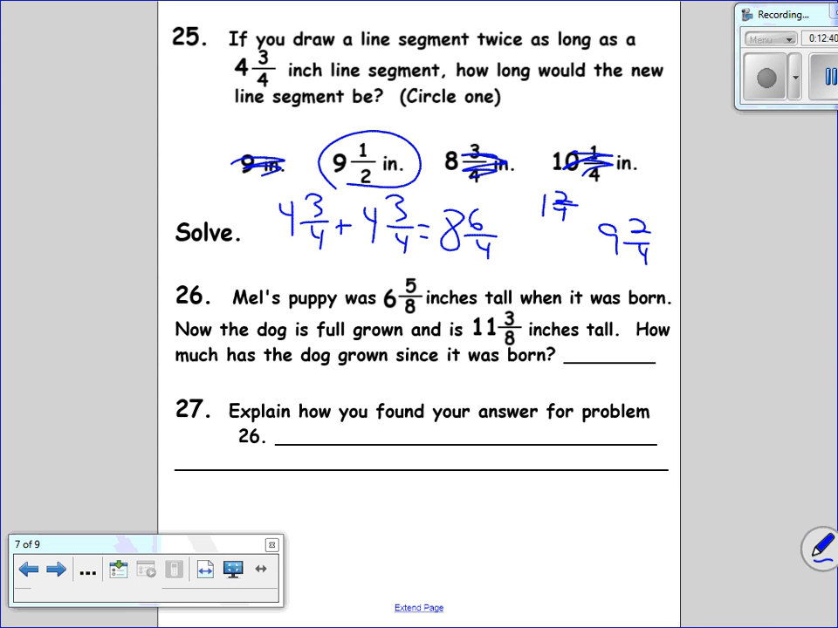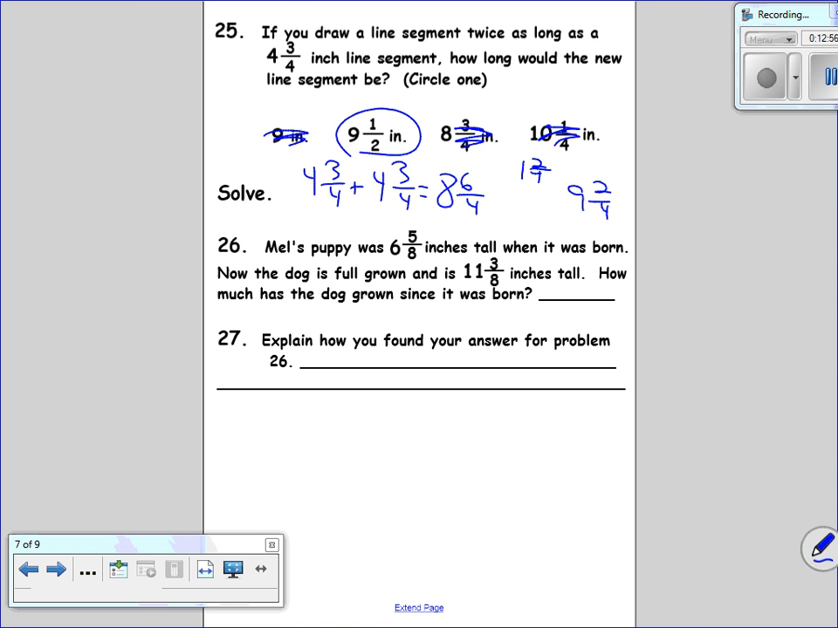Next problem. Mel's puppy was 6 5/8 inches tall when it was born. Now the puppy is full grown and is 11 3/8 inches tall. How much has the dog grown? How have you found your answer? So that's what we have to do. We have to subtract 11 3/8 minus 6 5/8. Of course, there's going to be borrowing on this test, kids.